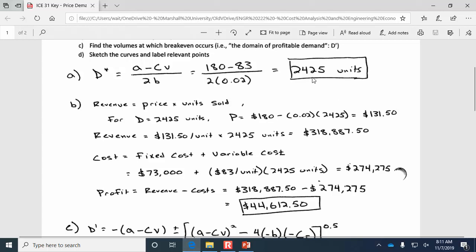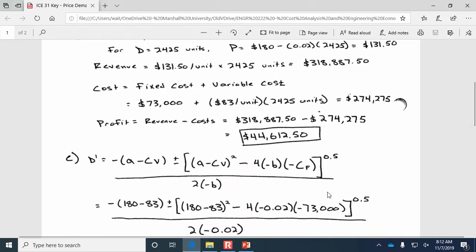So you put that demand into the price equation. The revenue would be the price you're charging times the number of units sold. The costs would be the fixed cost, and then the variable costs if you're selling 25 units and each one of them has $83 of cost associated with it. Then you find your total cost, and then the profit is the difference between the revenue and the costs.